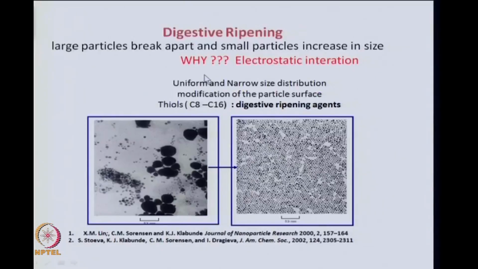The other alternative to Ostwald ripening is what is called digestive ripening. This is not the thermodynamically driven process. This is against the thermodynamically driven process, where large particles break apart and small particles increase in size. So, this is just the opposite of Ostwald ripening. In Ostwald ripening, you have small particles getting removed from the system and the larger particles growing. In this case, large particles break apart and small particles increase in size.